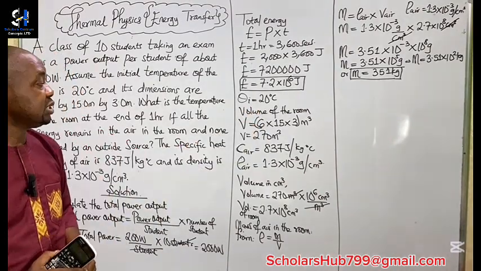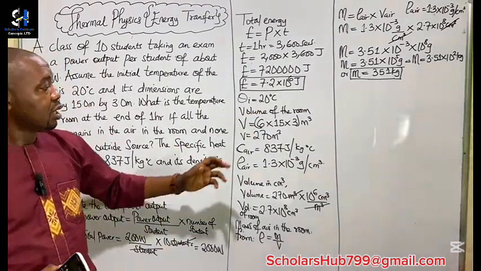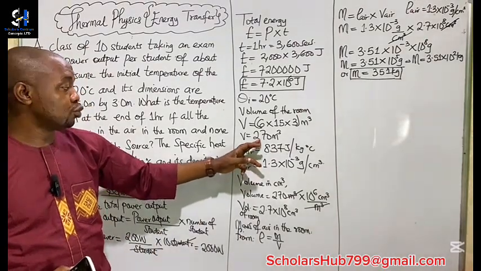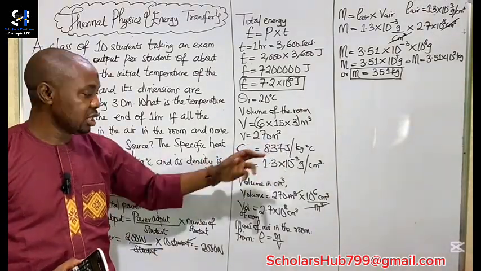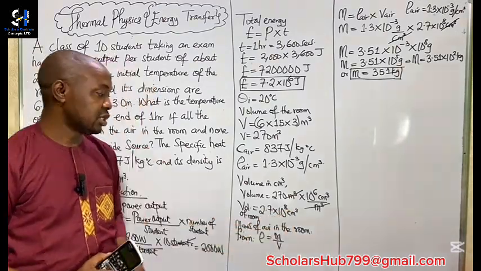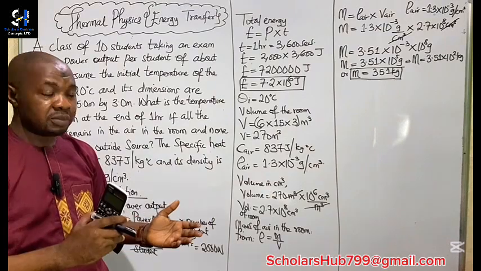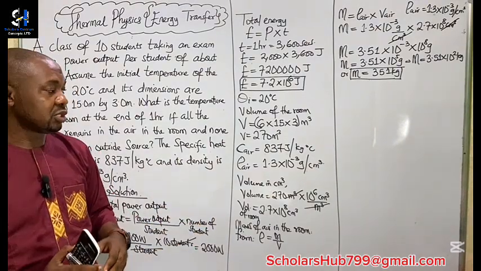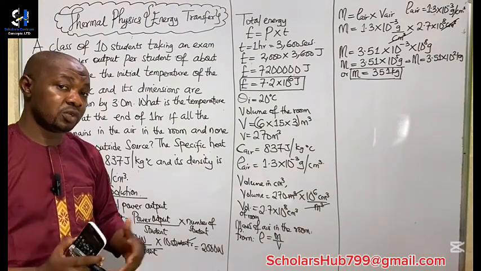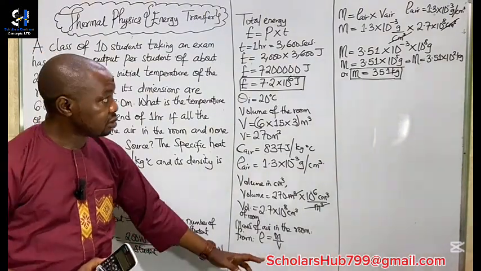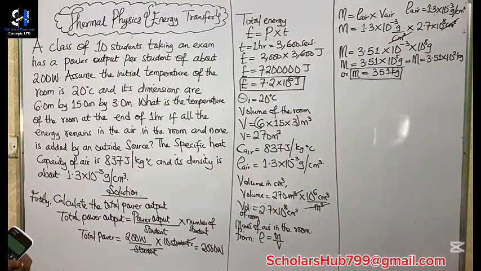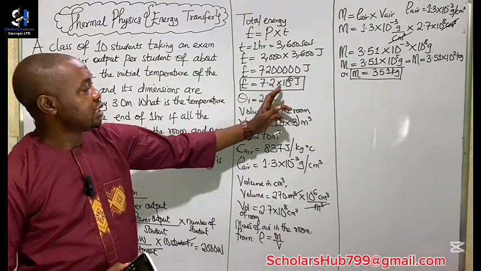To be 20 degrees. Now then the volume of the room: we converted the volume of the room from 270 cubic meters into 2.7 times 10 raised to the power of 8 cubic centimeters. To convert from cubic meters into cubic centimeters, you multiply the value by 10 raised to the power of 6. All right, so then, to be able to calculate the temperature change, now we have the energy.